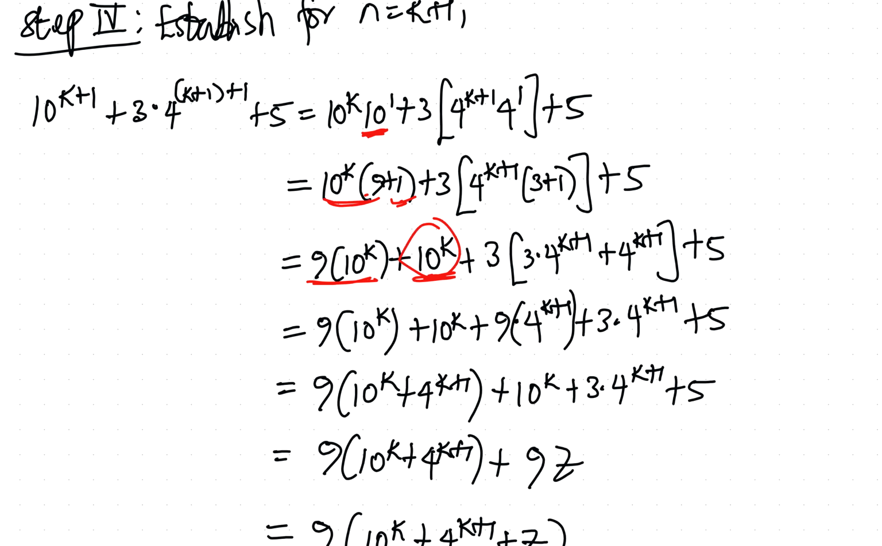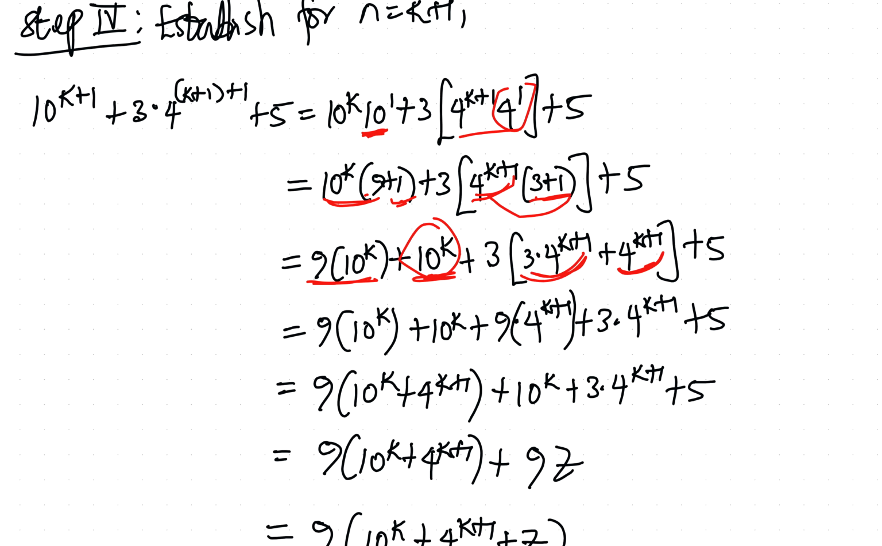Then coming here to 4 raised to the power k+1, this 4, I broke it into 3 plus 1. So I can get this 4 raised to the power k out. So here I have 4 raised to the power k times 3. That's 3 times 4 raised to the power k, plus 4 raised to the power k times 1. That is 4 raised to the power k. And then you have the 5 out here.